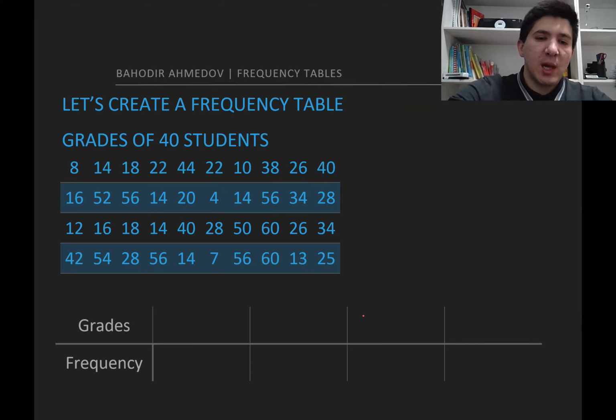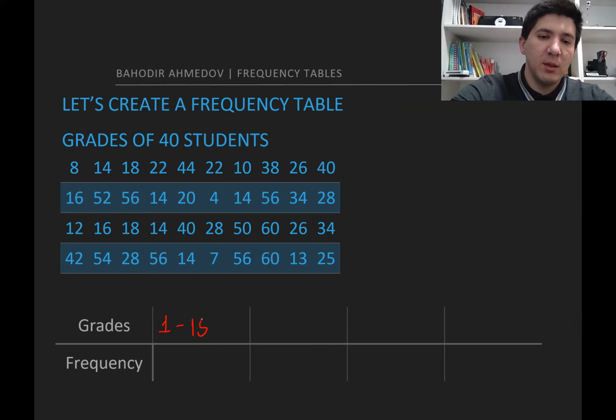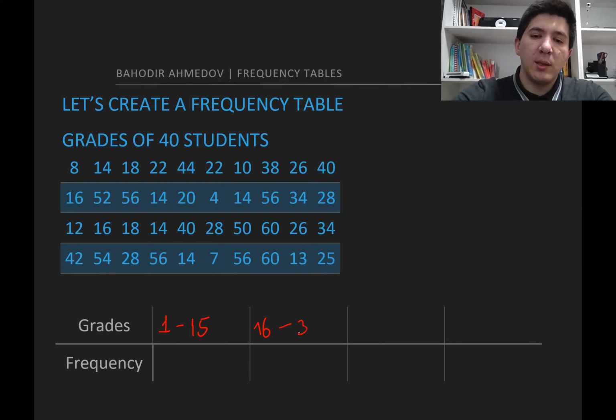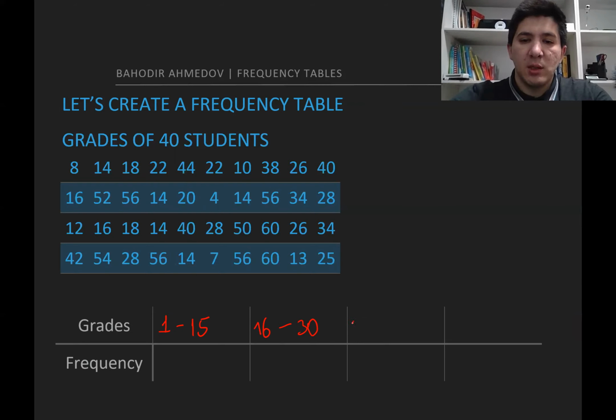So what I can do is create the first class between 1 and 15. The second class boundaries: I need to add the 15 to the lower class limit of the first class. It's going to be 16, right? So 16 and 30. If I add 15 to the 16, it's going to be 31 and 45. And the last class is going to be 46 and 60.